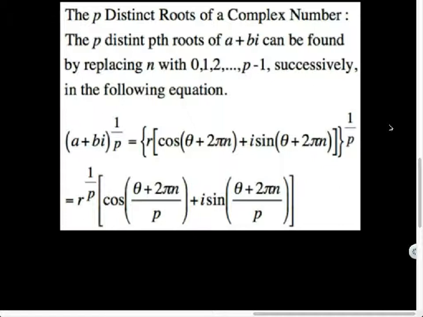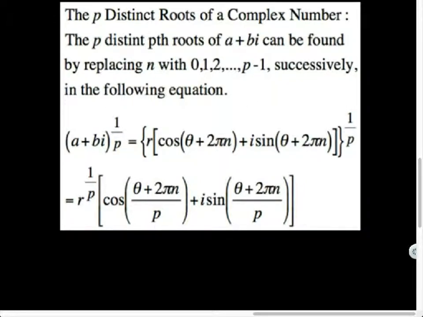So it turns out that the p individual roots, there are p of them, there's one principal one, but there are p total, can be found by replacing n in this formula with 0, 1, 2, all the way to p minus 1. Why does it stop at p minus 1 and not go all the way to p? There's p of them. So why didn't this stop at p? Anyone see it?